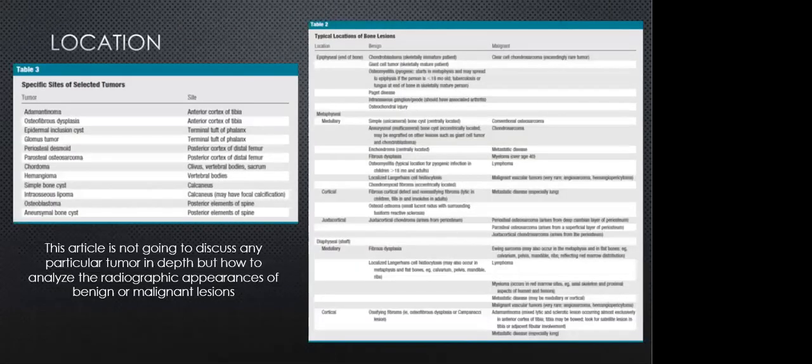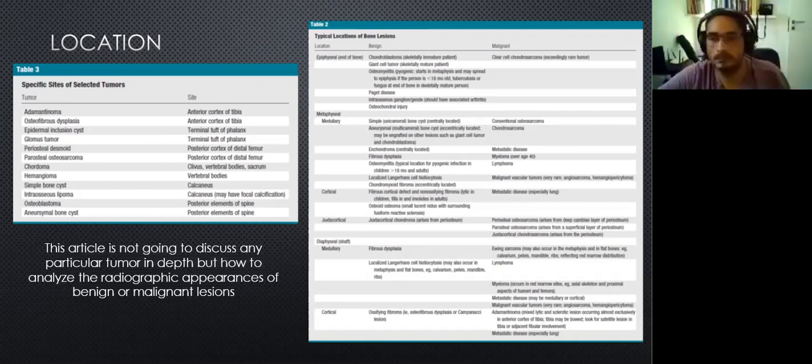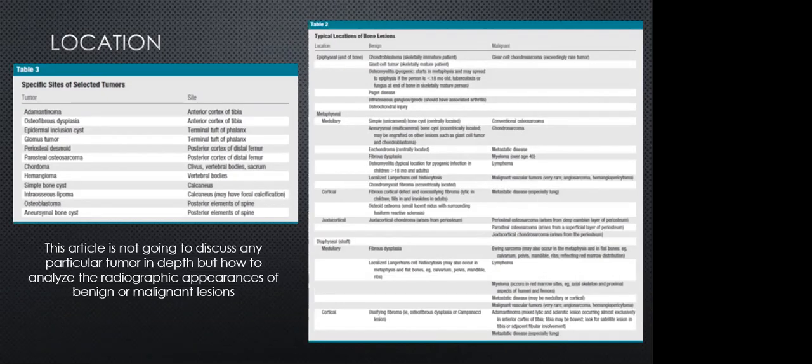So this article is not going to discuss any particular tumor in depth, but how to analyze the radiographic appearance of benign or malignant lesions. At table 3, we can see the specific sites of selected tumors, like a simple bone cyst at the calcaneus, or adamantinoma at the anterior cortex of the tibia, for example.